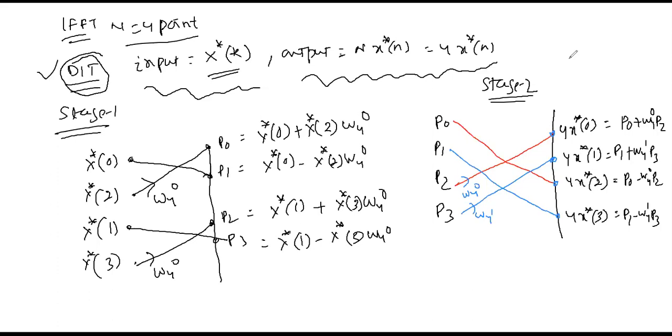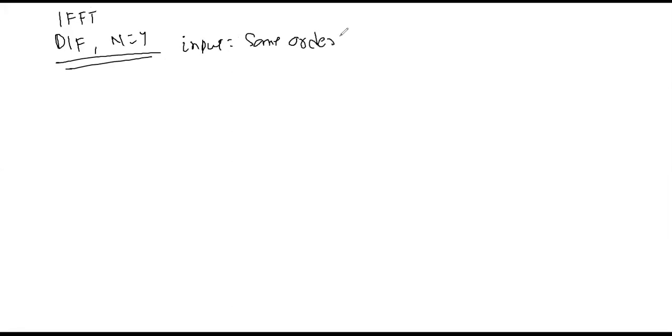Okay, now I'll go to the next step. Now I will give the IFFT, inverse fast Fourier transform, using DIF for n equals 4 points. You all know that in DIF, the input is in the same order, and the output is in bit reversal order. Don't confuse this; every time, the input is in the same order and the output is in bit reversal order.